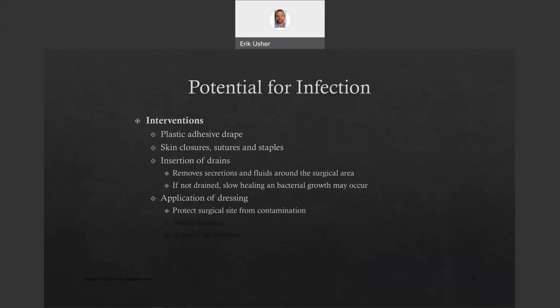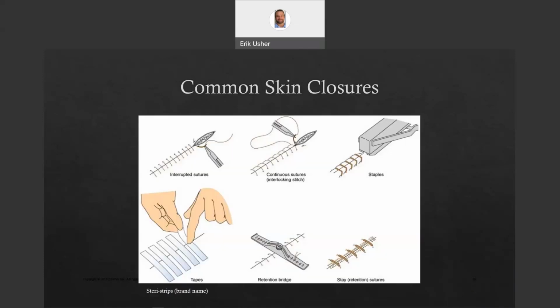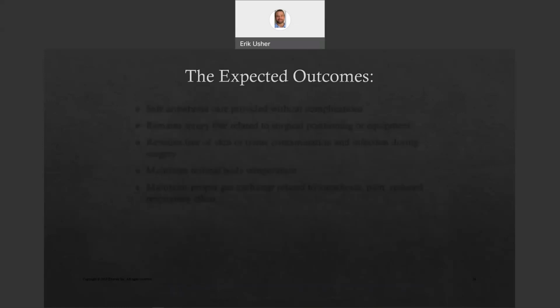Application of the dressing protects the surgical site from contamination, and it absorbs that drainage, and it supports the incision too. And you're going to come across a whole bunch of different closure techniques and devices out in your world when you're practicing nursing. And these are just a few examples. Distal interrupted sutures, continuous sutures, staples are common, a retention bridge in the middle there, some tapes, steri-strips, and stay retention sutures. So again, you're going to see a myriad of these things. There's not one for each person. It's sometimes surgeon dependent. It's also surgery dependent.